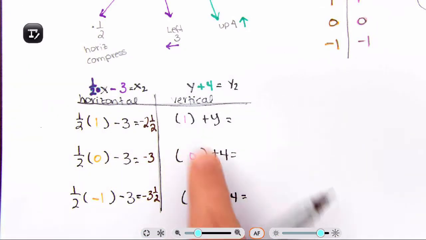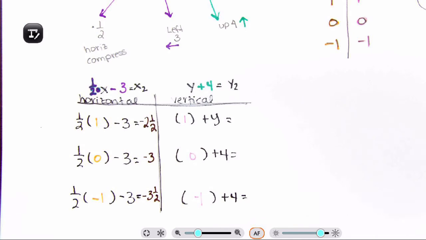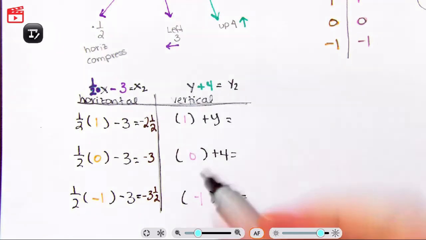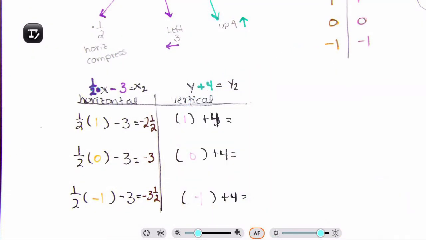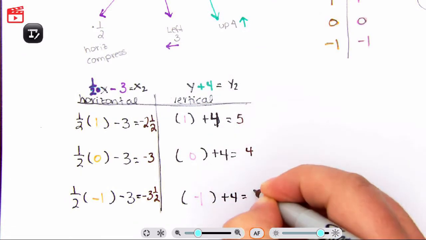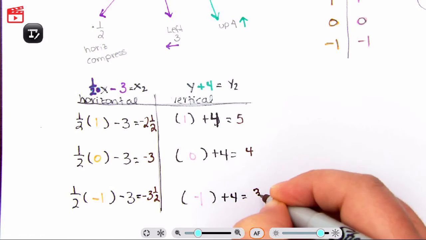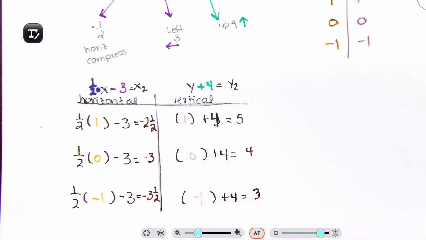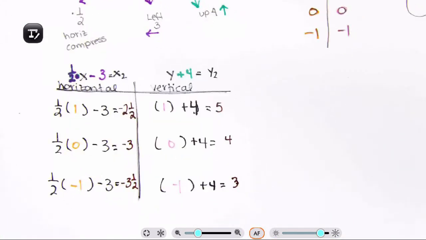Let's look at our y's. Oh, you guys, this should be a 4, not a y. That's a 4. 4 plus 1, I can do that. That's 5. This is 4, and this is 3. Okay, so let's go ahead and graph it. So what do we have?